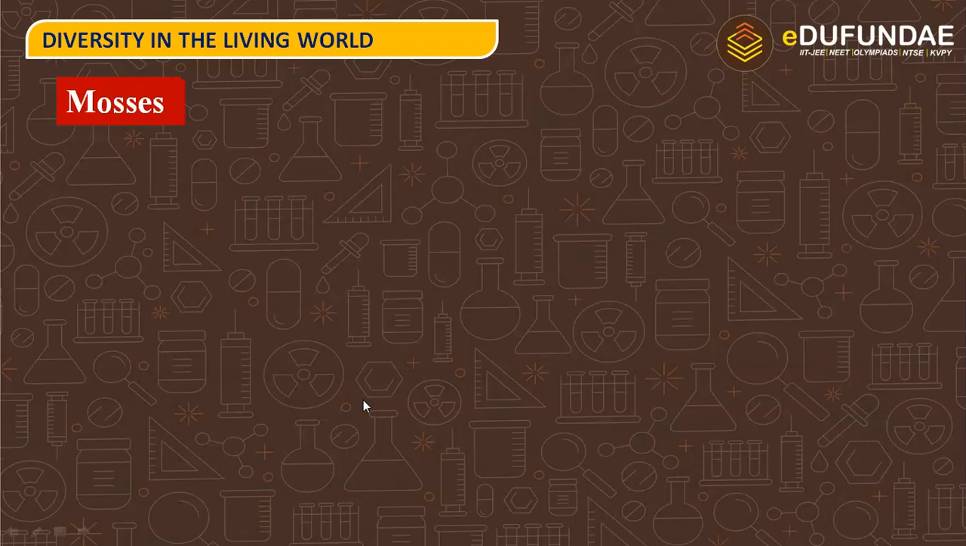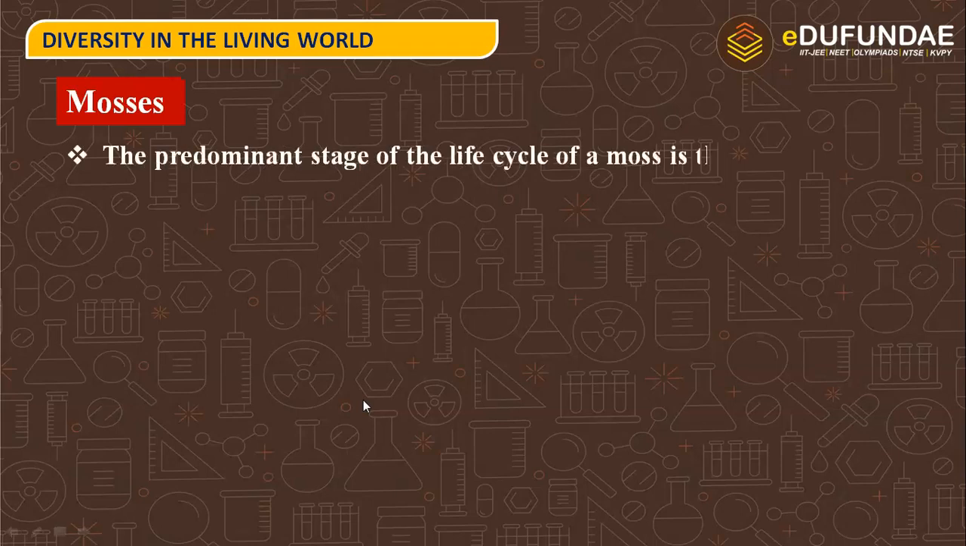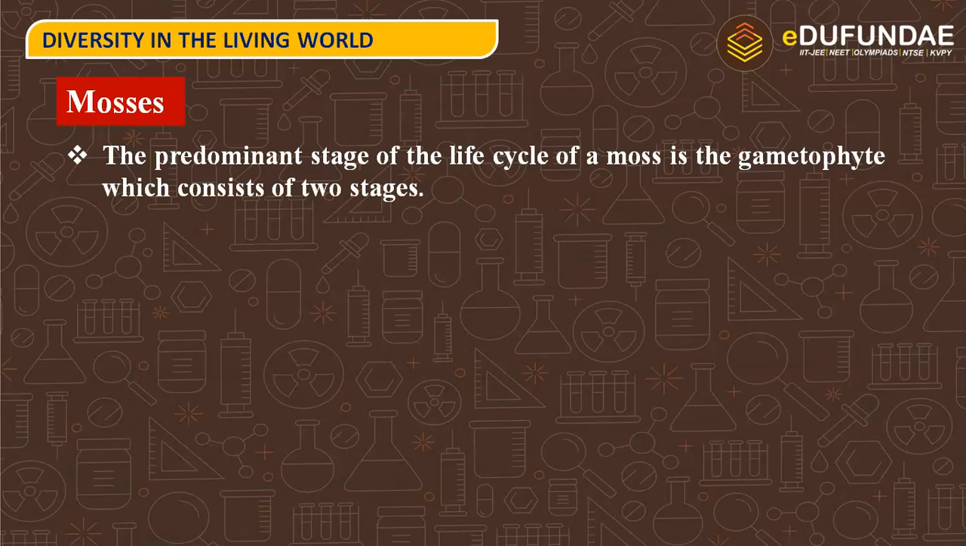Next we have the mosses, the third class. The predominant stage of the life cycle of a moss is gametophyte, which consists of two stages.